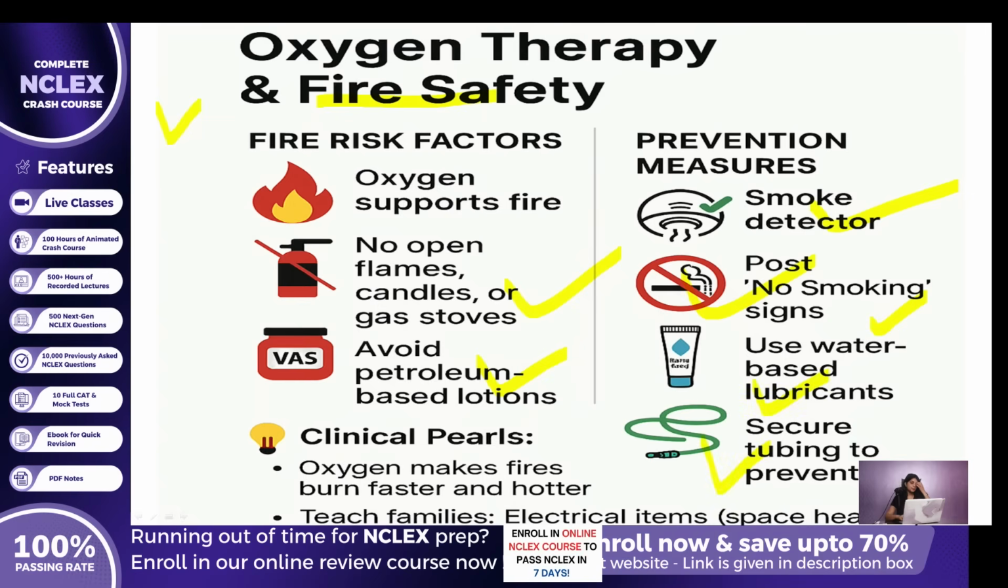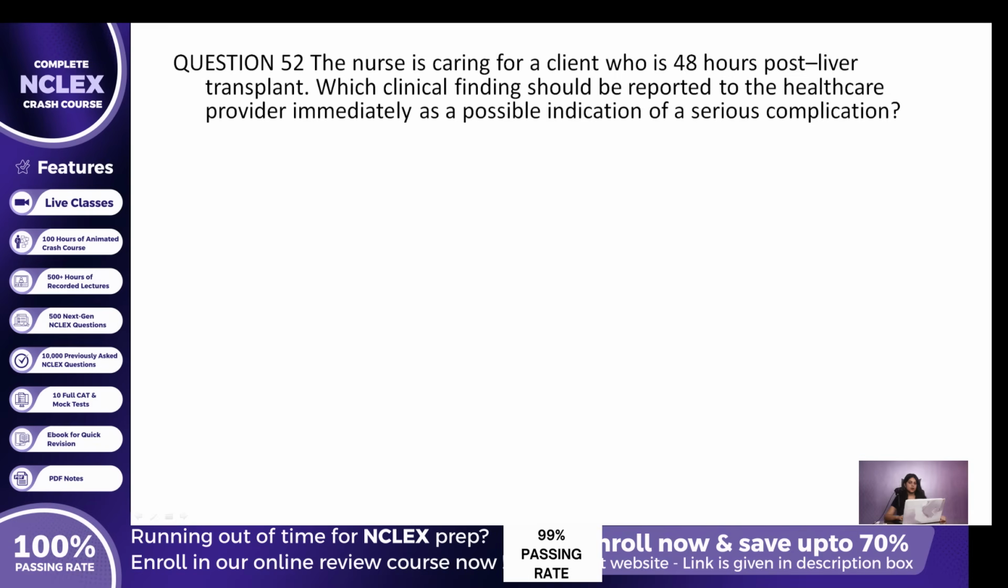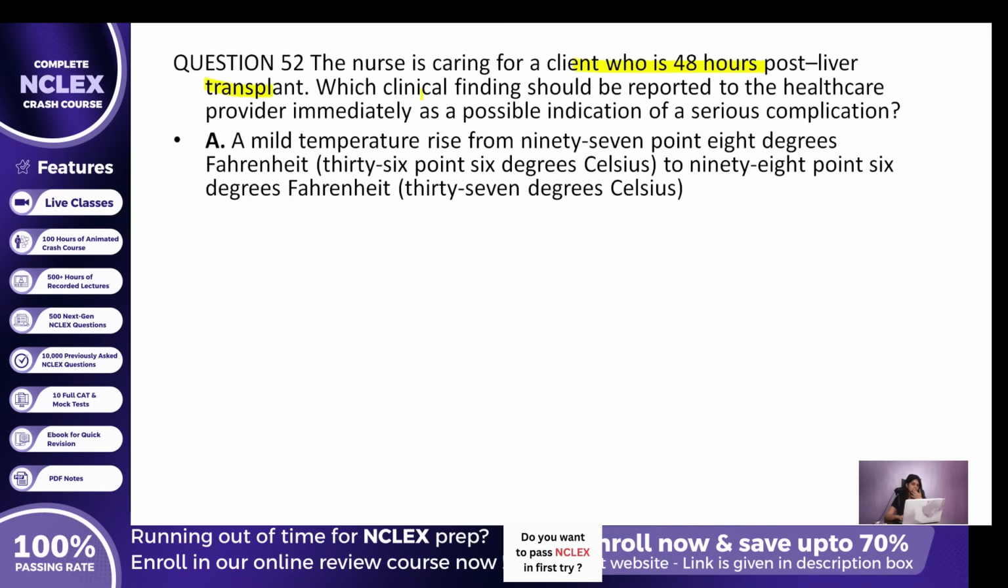Let us move into a critical post-operative scenario involving organ transplantation. Question 52. The nurse is caring for a client who is 48 hours post-liver transplant. The options are Option A, a mild temperature rise from 97.8 degrees Fahrenheit to 98.6 degrees Fahrenheit.